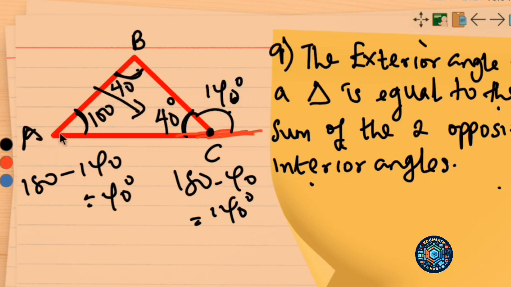If you want to find the angle that is here, for example, the exterior angle at this point here, you're going to add 40 plus 40 together. So 40 plus 40 will give you 80. So that means the exterior angle here is 80, and so on. Okay, so that's the idea.